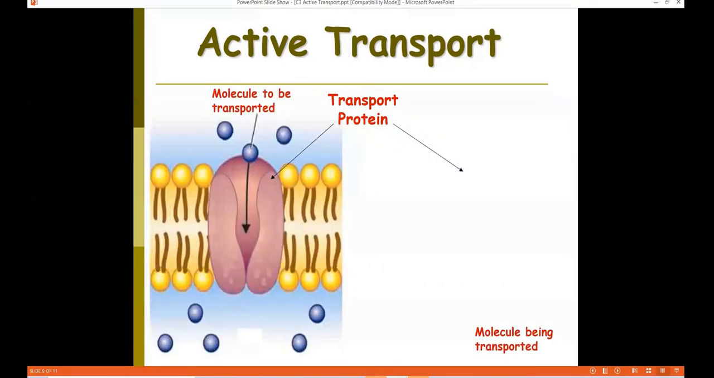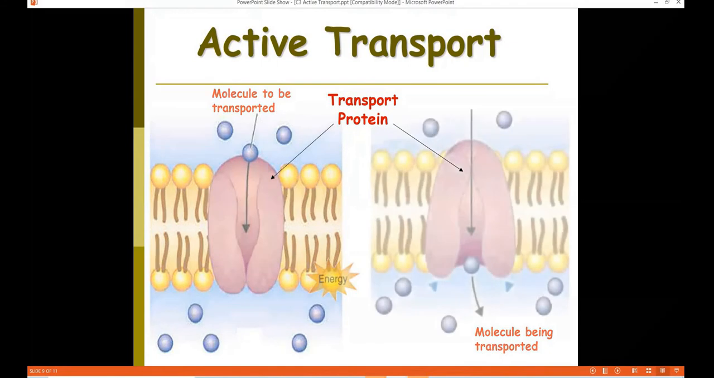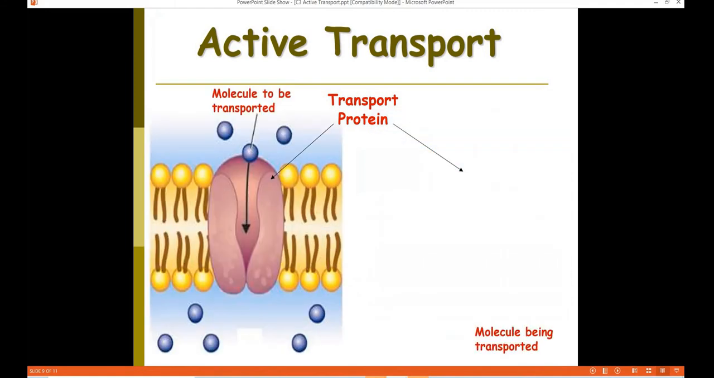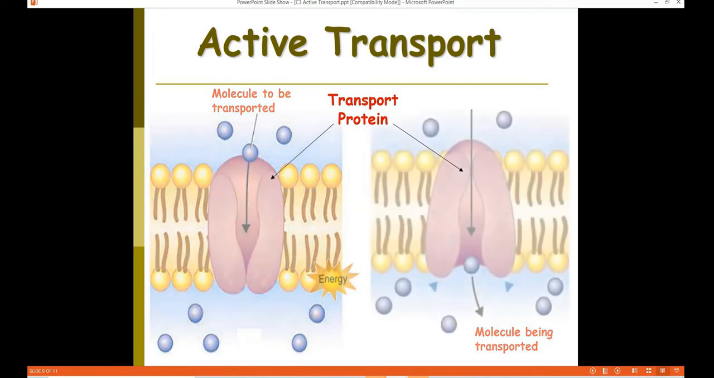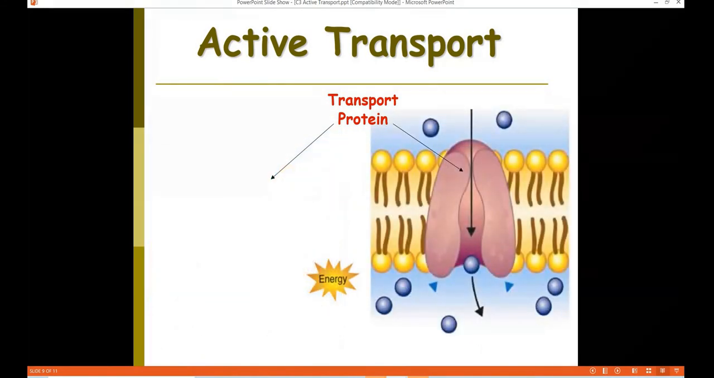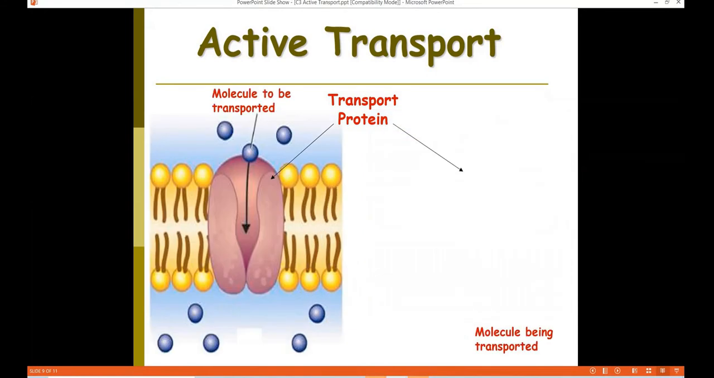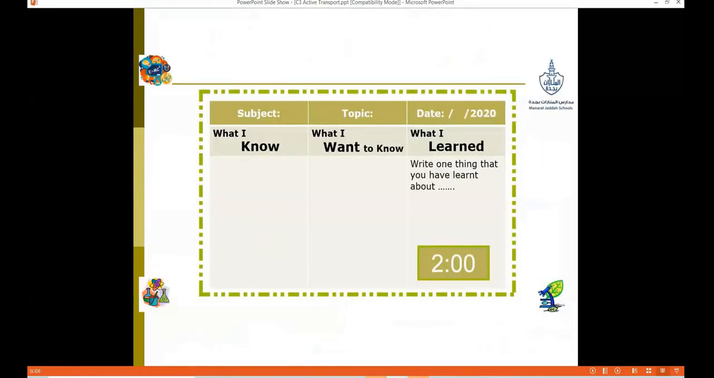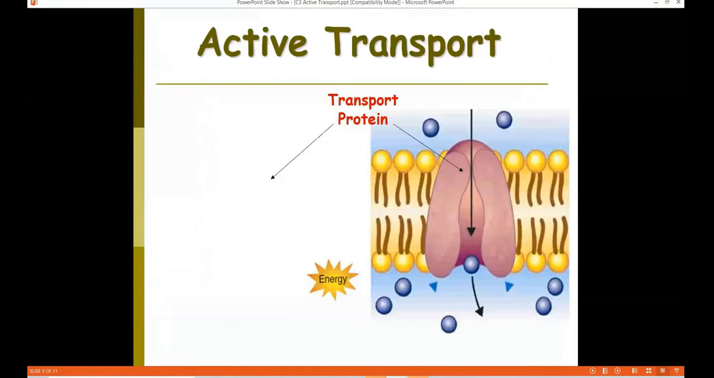Any questions? Is it clear to everyone about active transport, how it takes place, ladies? Any questions? Hello? Yes, teacher, everything's clear about active transport. It's clear? Okay, thank you so much. So this is how active transport takes place.